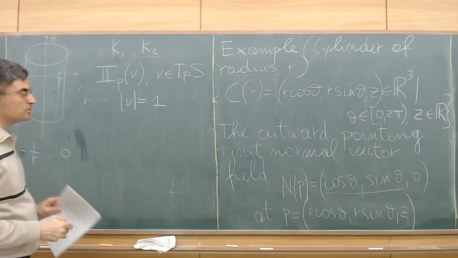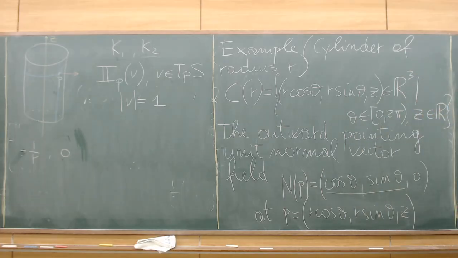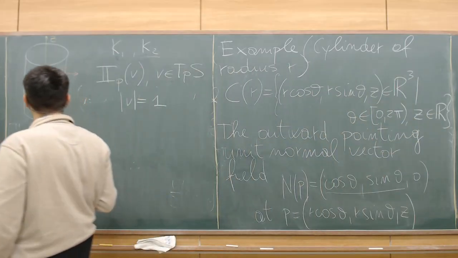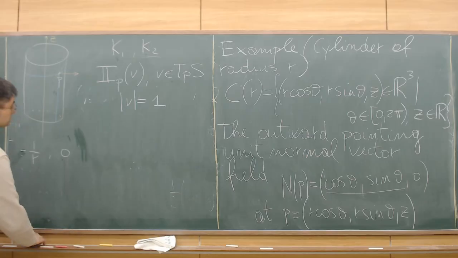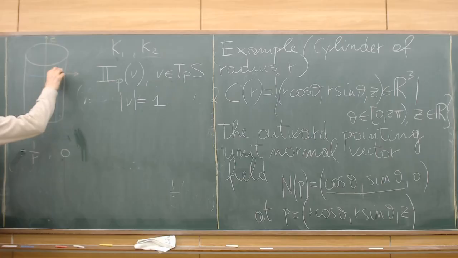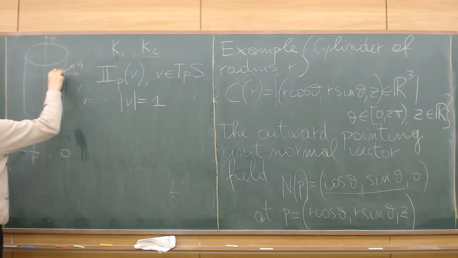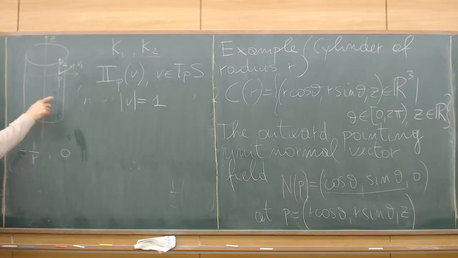So what is the orthonormal basis of TPS which is convenient to use in this case? Let's use the white color. It is convenient to use V1 given by the tangent vector to this circle, and V2 the tangent vector to this straight line.